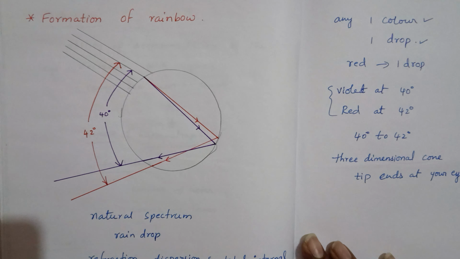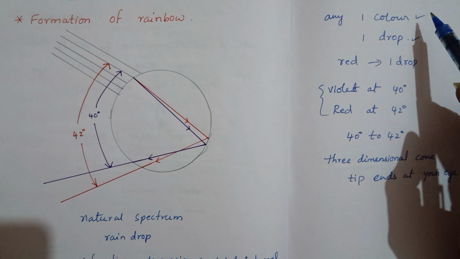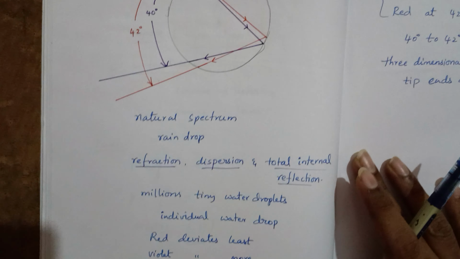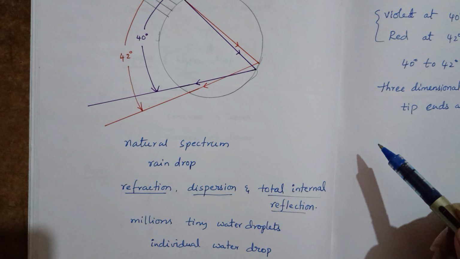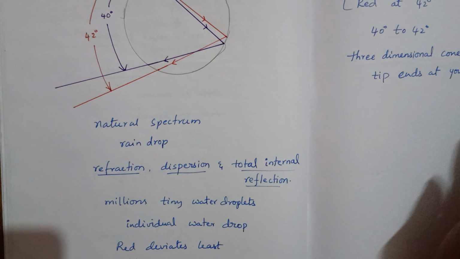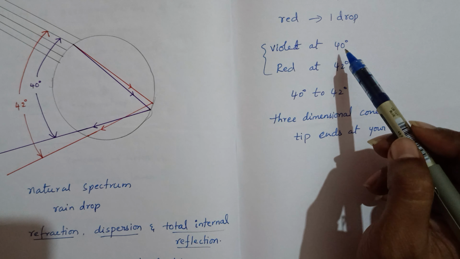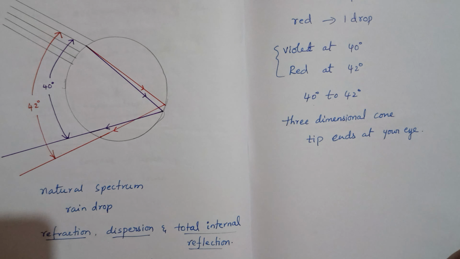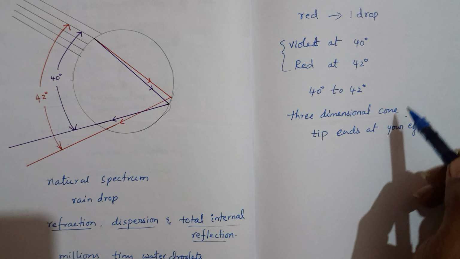Number of times these questions are asked as bits. If you see one color from one drop, can we see the remaining colors or not? We can't. From one drop we can see only one color. What are the properties of light involved in the formation of a rainbow? Refraction, dispersion, total internal reflection. At what angle can we see red color? 42 degrees. Violet? 40 degrees. Between what angles can we see a rainbow? 40 degrees to 42 degrees. What is the shape of a rainbow? Three-dimensional cone, with the tip of the cone ending at your eyes.